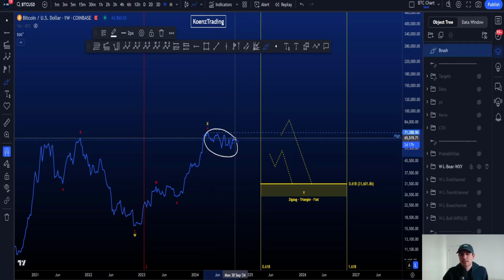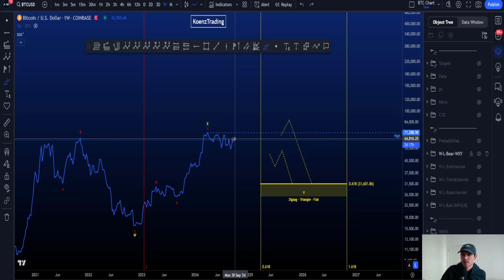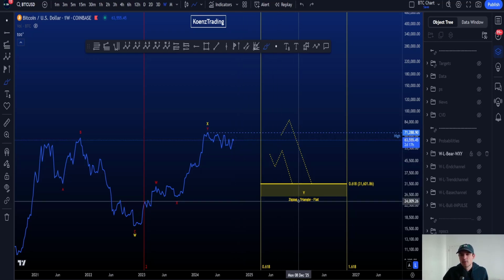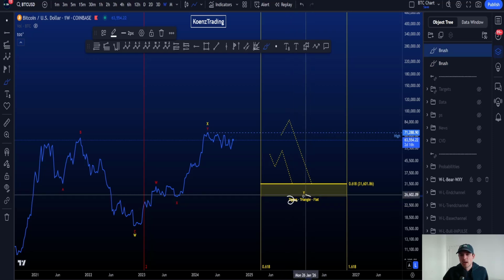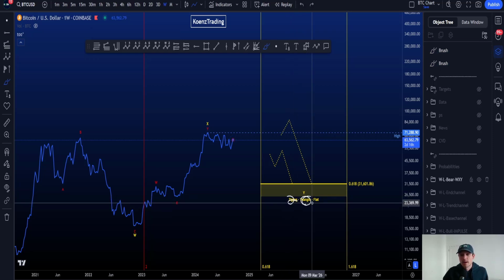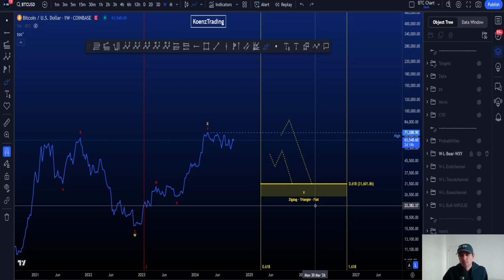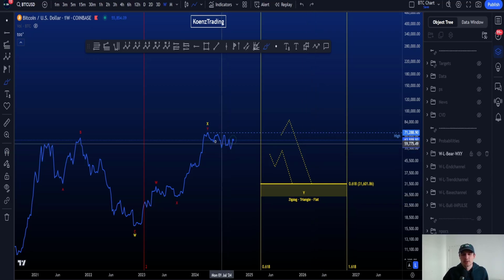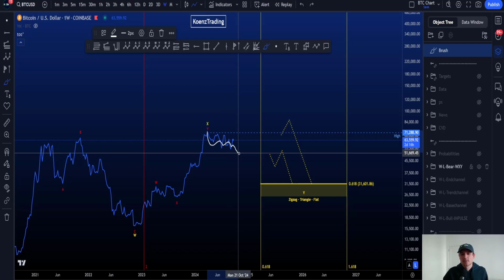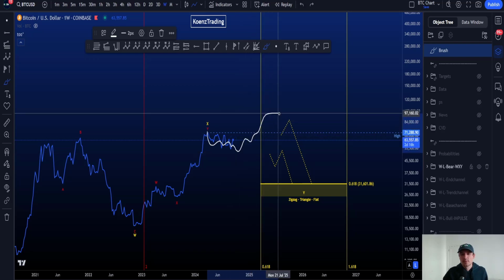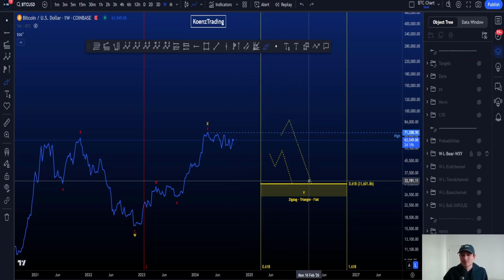But a diagonal here doesn't really work. It's expanding, very rare, never preferred unless everything else fails. So a zigzag over here, not the greatest probabilities. A triangle in a wave Y is very rare, which then leaves us with the flat option, which would be absolutely hilarious, because in a flat what you're looking for is this to be a wave A, then get a wave B, and then get a wave C to the downside.